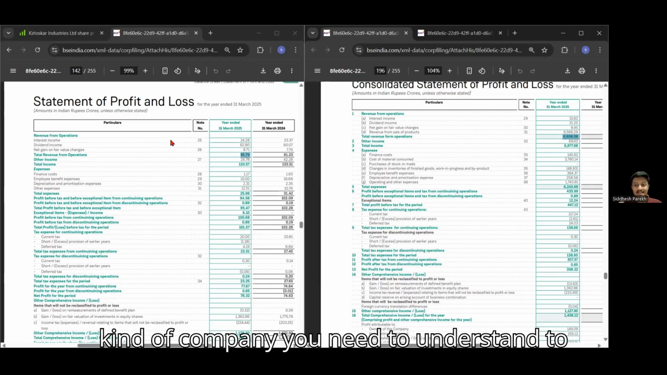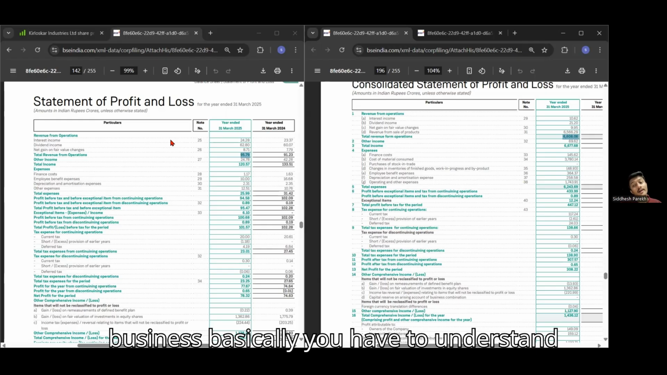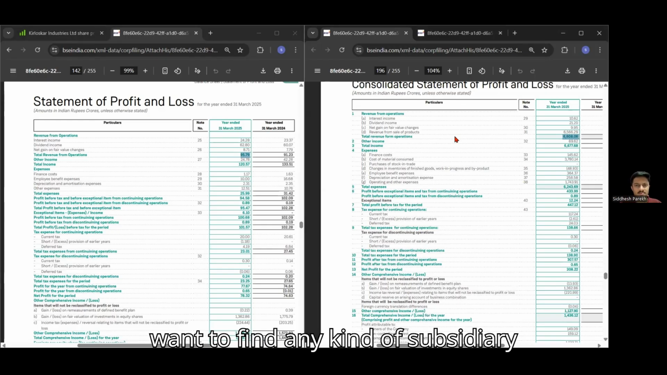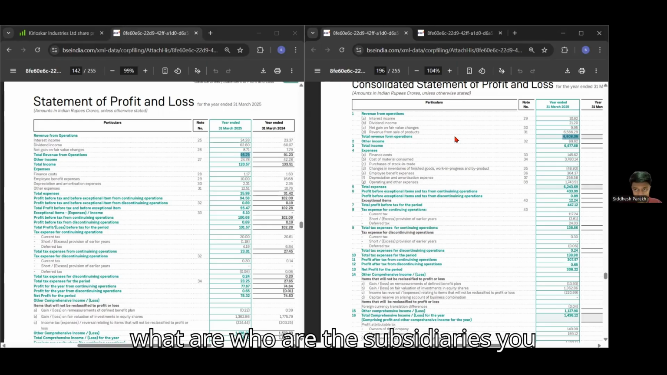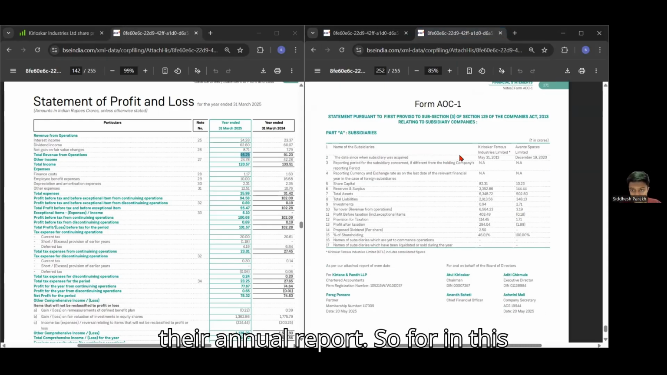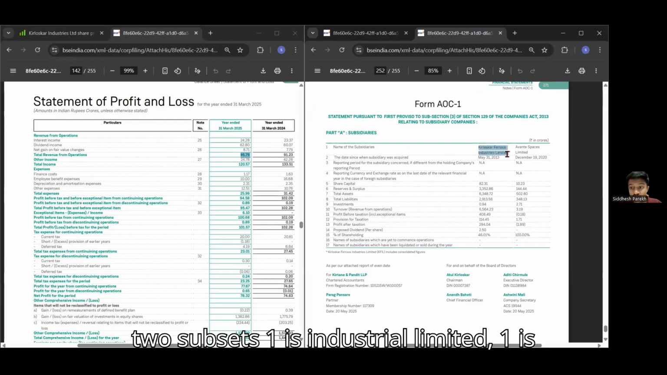So to understand this kind of business, you have to understand the subsidiary. If you want to find who the subsidiaries are, you just search for the AOC form in their annual report. In this company there are two subsidiaries. One is Kirloskar Ferrous Industries Limited, and one is Avantee Space Limited.